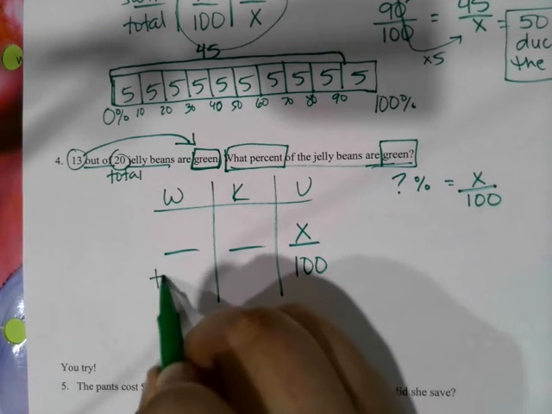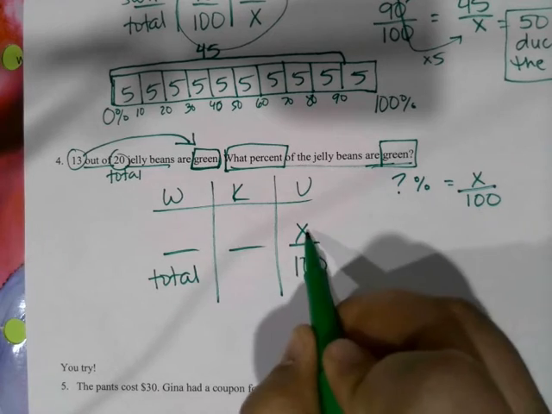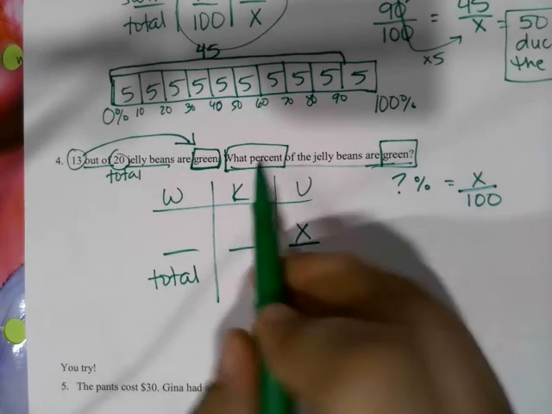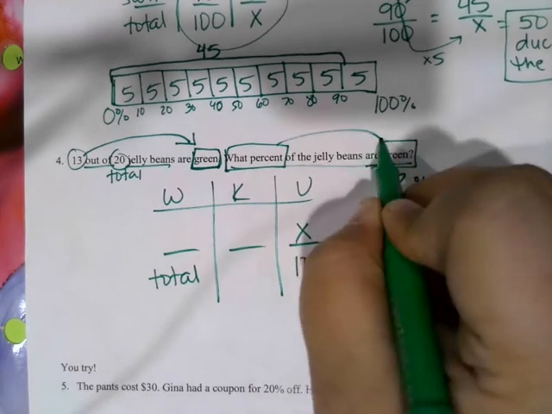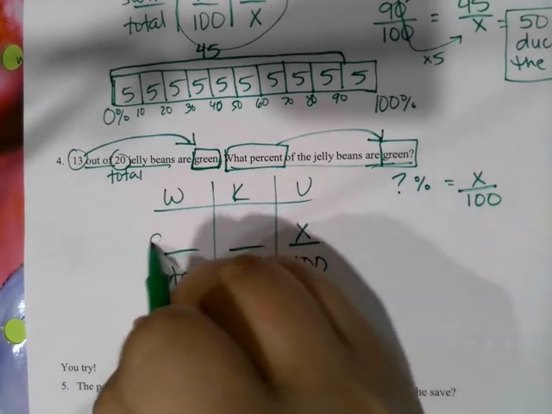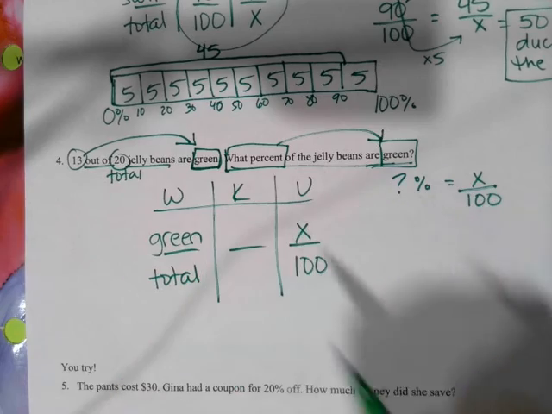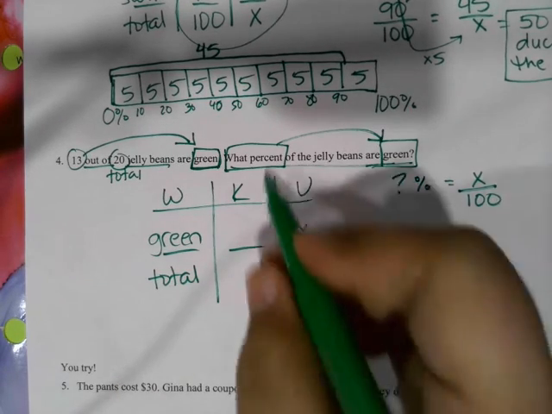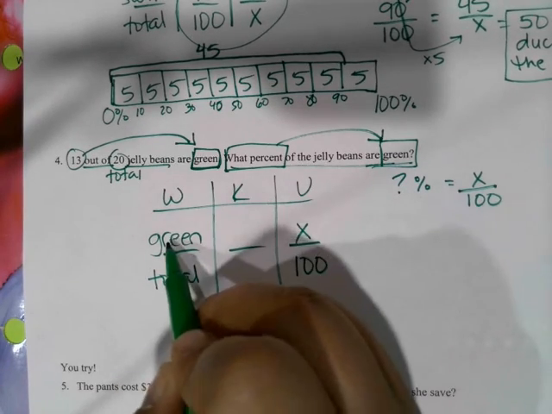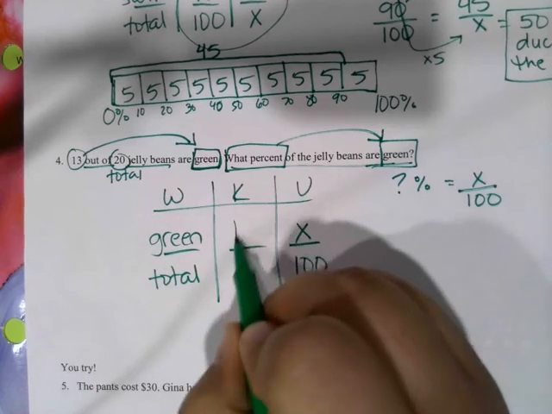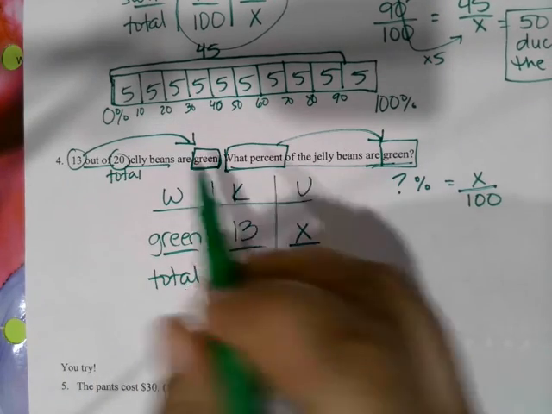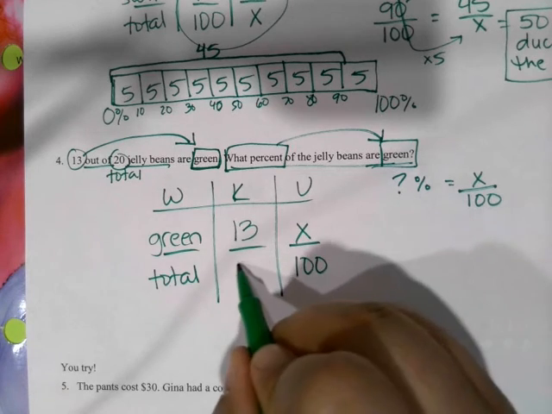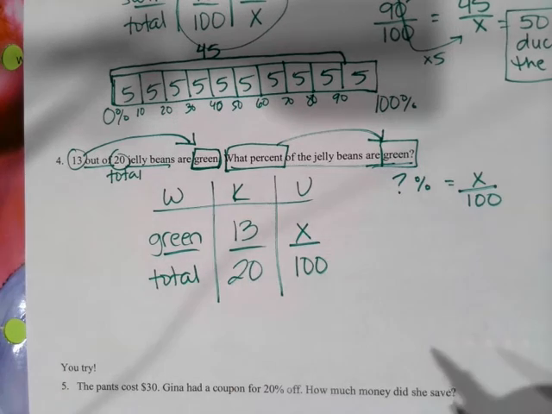100 has to be your total word. And then we're solving for what word? What percent of the jelly beans are green? So what percent are green? Alright, now we need to figure out what do we know. Do we know how many are green? 13. Do we know how many there are total? 20 total.